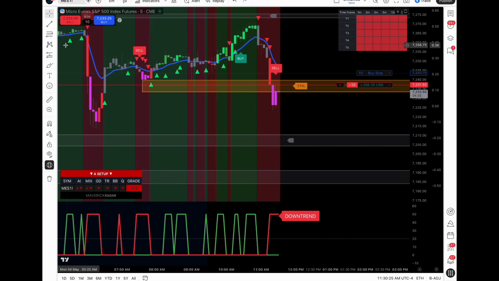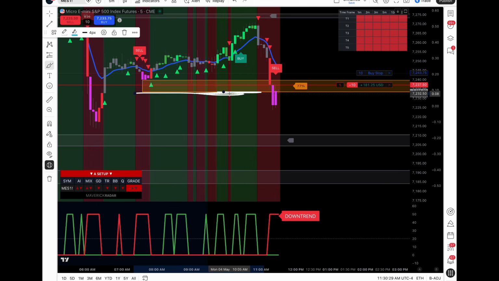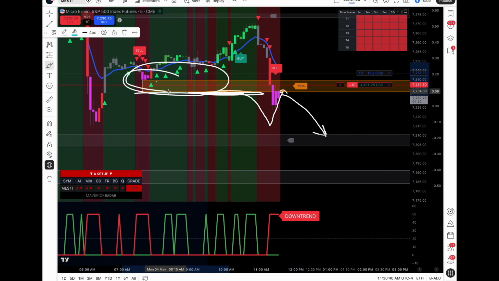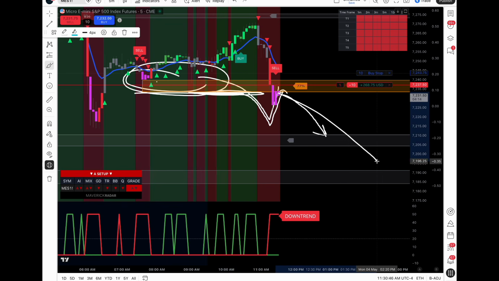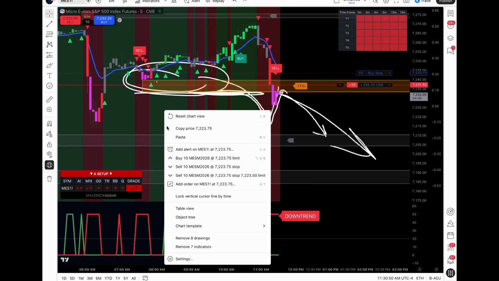So now here's what we're going to find out. What was once support, we broke through it. Will it now be resistance? It was support up here, you broke it, now it tries to come back up, and will it now be resistance and push off? Don't know. Let's find out.